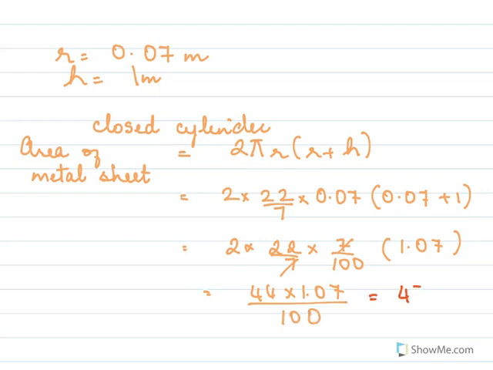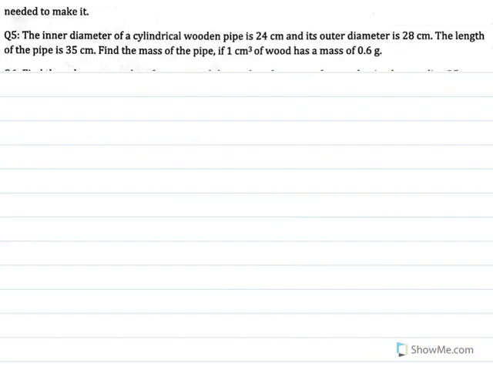This is 47.08 over 100, which means 0.4708 meter square is the area of the metal sheet required.